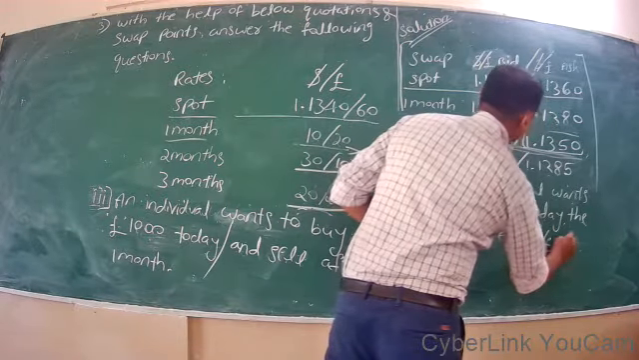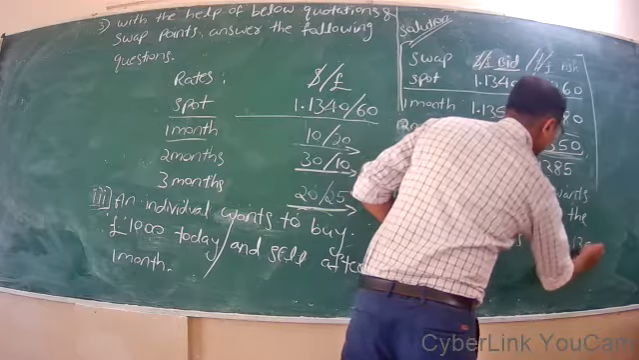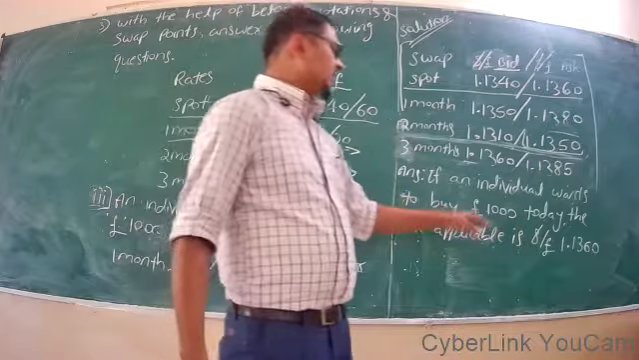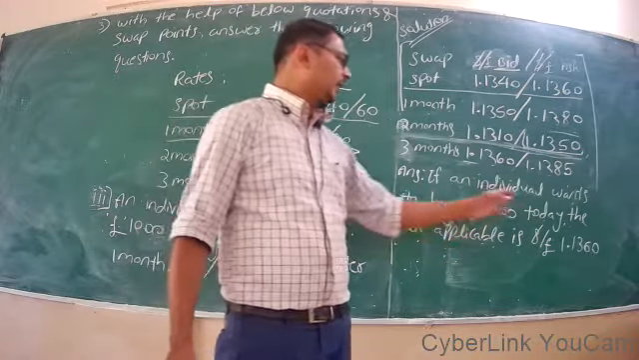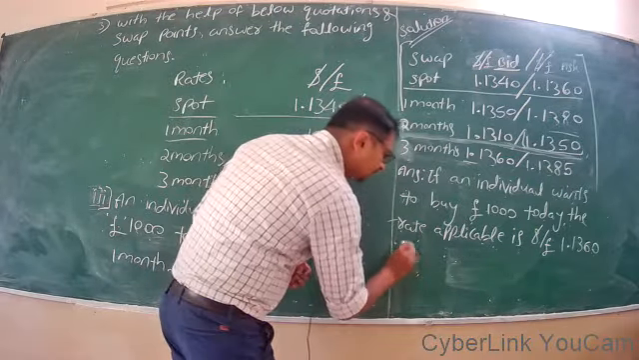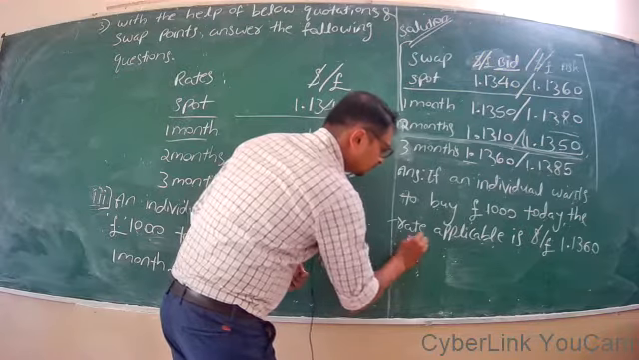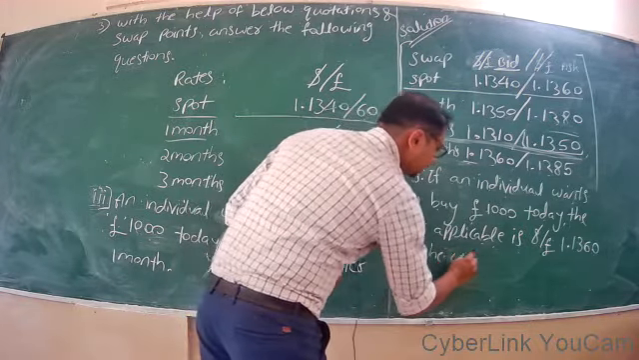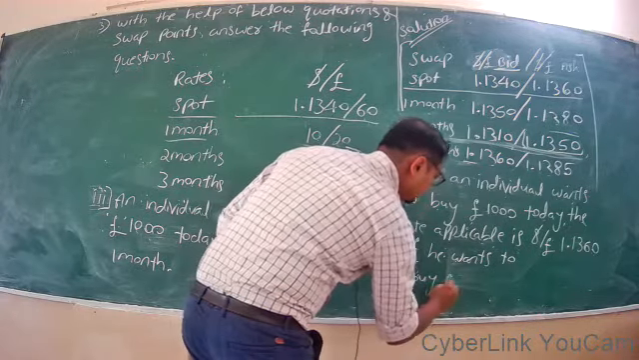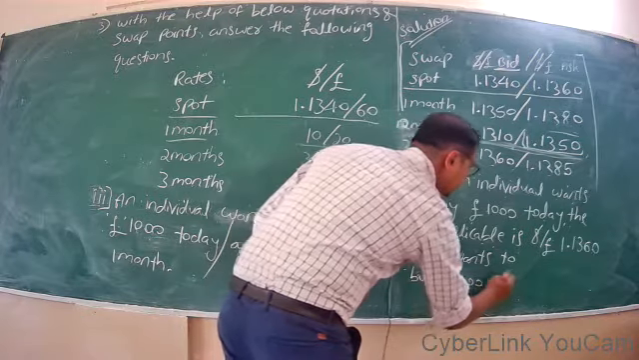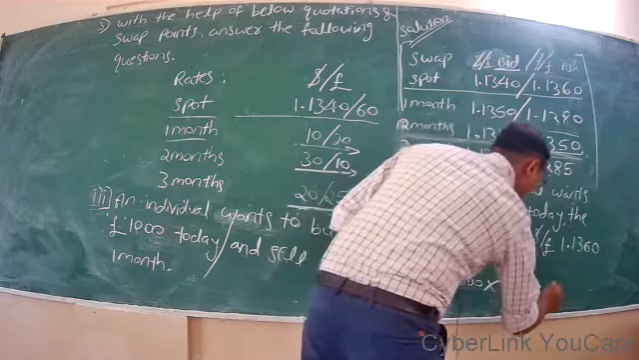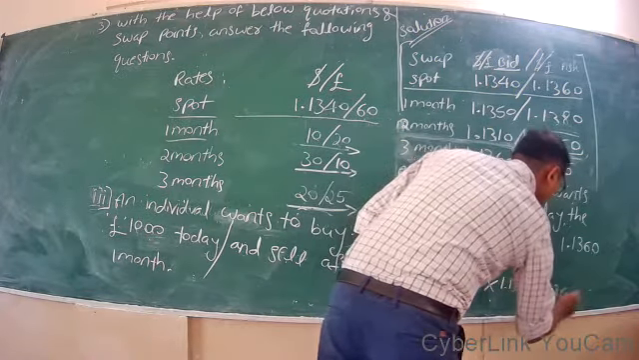So spot rate ask price is dollar per sterling pound 1.1360. He gets a single sterling pound by paying $1.1360. So if he wants to buy 1000 sterling pounds, then 1.1360 times 1000 equals 1136 dollars.